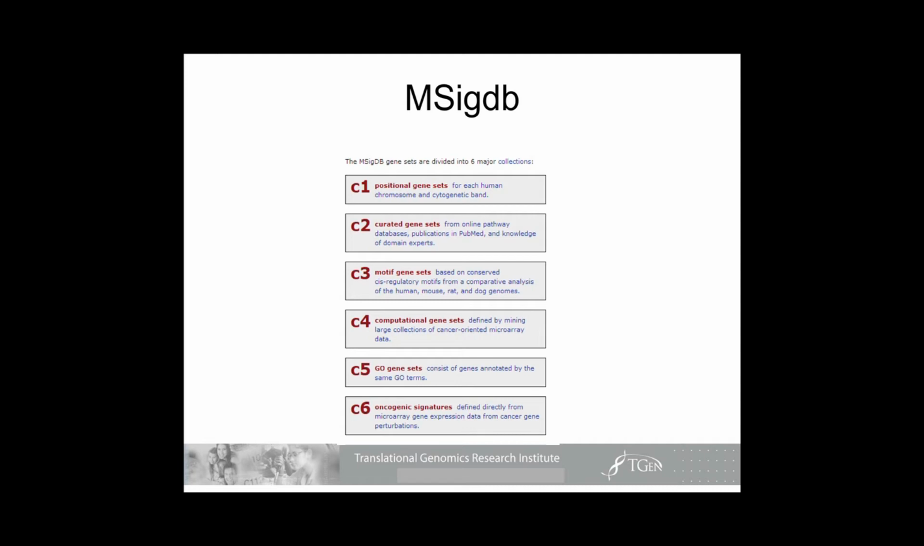And then there's oncogenic signatures, which are defined directly from microarray gene expression data from cancer gene perturbations. And so you can mine. The search will require that you, in order to do that, register. Basically, you just have to give them your email address so that they know how many times you come and take a look around in the database. It's a usage statistics thing.